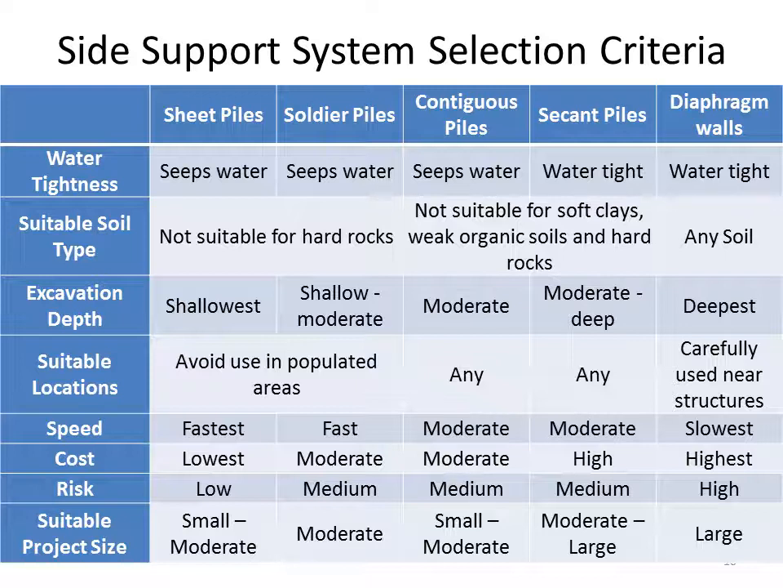The speed, however, is vice versa. The strongest is the slowest, and the weakest is the fastest. So this is another thing that would come into the picture together with the cost, because the lowest cost is the sheet piles and the highest cost is the diaphragm walls. These are the main factors that will govern your choice here.